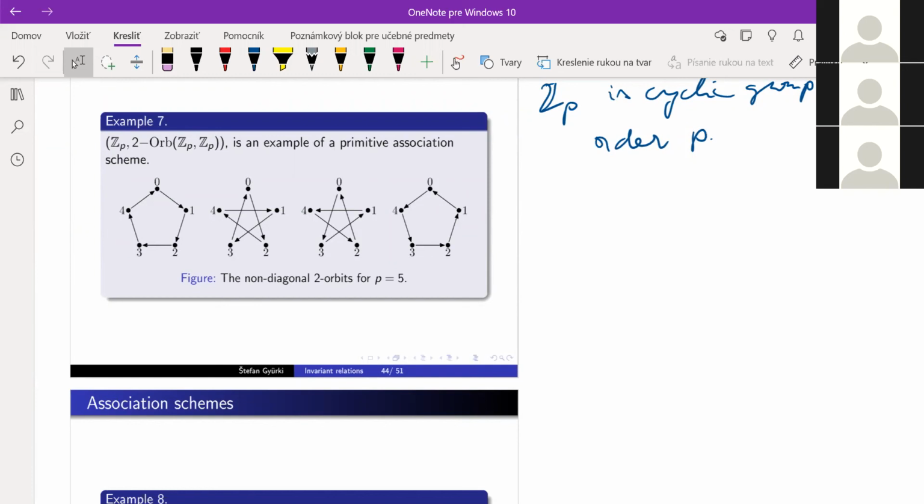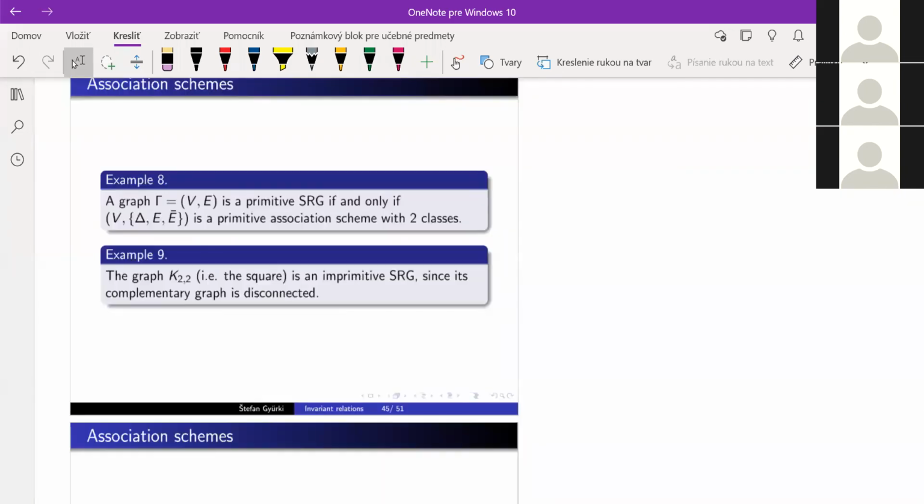So if we can extend primitivity for association schemes, then we can say that the strongly regular graph is primitive if the corresponding association scheme is primitive.